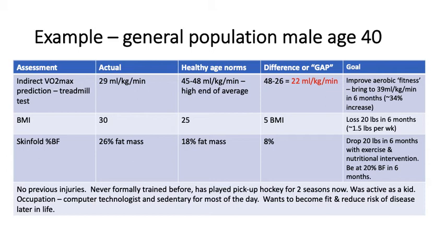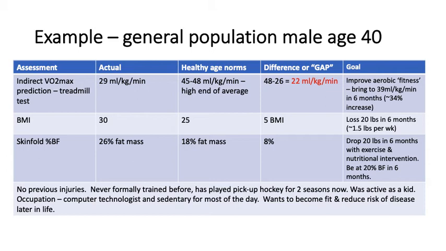So what's the gap? If his goal is to be on the high end of average, we subtract the healthy age norm from his actual. So 48 minus 26 is a gap of 22 milliliters per kilogram per minute. So his goal would be improve aerobic fitness, so bring it to 39 milliliters per kilogram per minute in 6 months. So that's approximately a 34% increase.